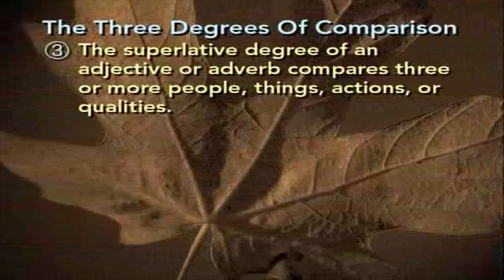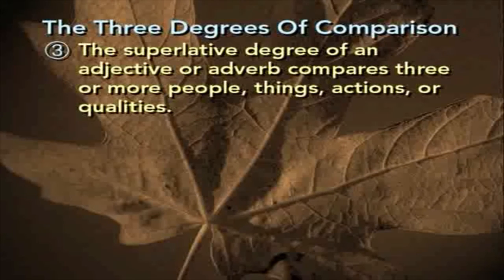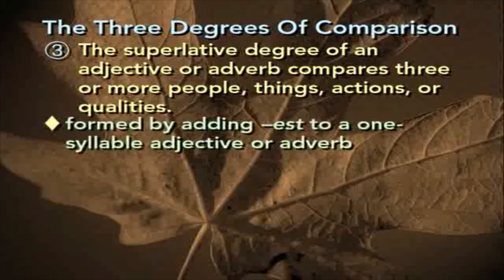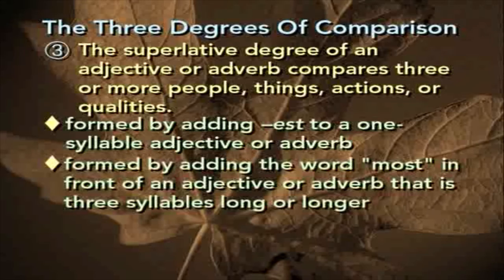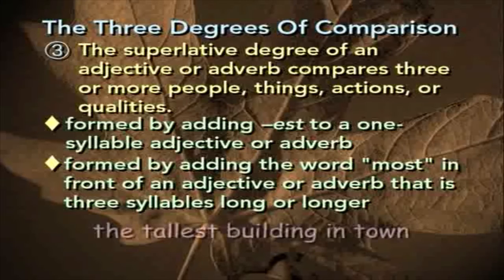We've talked about the positive degree and the comparative degree. The third degree is the superlative degree. The superlative degree of an adjective or adverb compares 3 or more people, things, actions, or qualities. It is formed by adding est to a one-syllable adjective or adverb, or by adding the word most in front of an adjective or adverb that is 3 syllables long or longer. Let's again look at some examples.